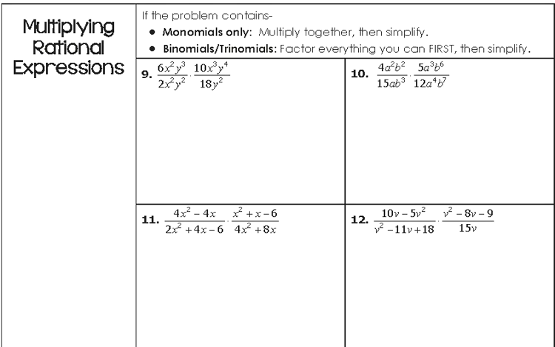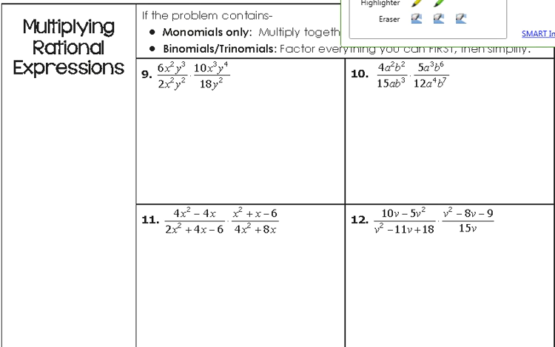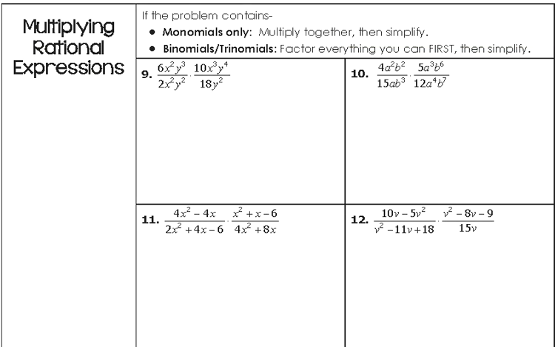All right, so let's look at number 9. If we multiply in the numerator here, we've got 6 times 10, which is 60. X squared times x cubed. What do we do with exponents when we multiply their bases? We add the exponents. Very good. So x squared times x cubed is x to the 5th. Y cubed times y to the 4th would be y to the 7th. Thank you.